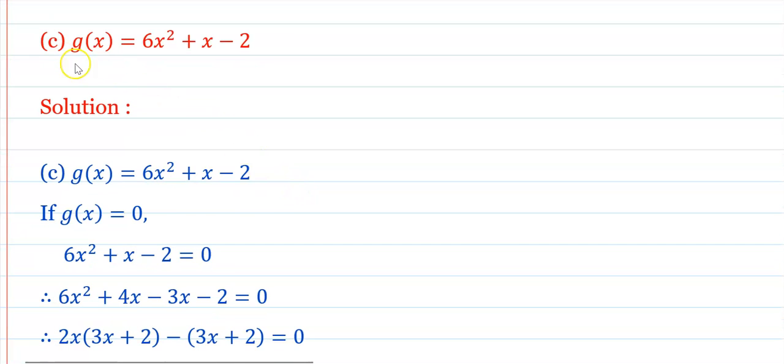Now the next. g of x is equal to 6x square plus x minus 2. Again, if g of x is equal to 0, then 6x square plus x minus 2 is equal to 0. Now we will factorize this. First term into last term multiplication, how much will it be? Minus 12x square. What are the two numbers such that whose product is minus 12x square and sum is plus x? The numbers are 4x and minus 3x. The product of plus 4x and minus 3x is minus 12x square, and their sum, 4x and minus 3x, how much will it be? It will be x.